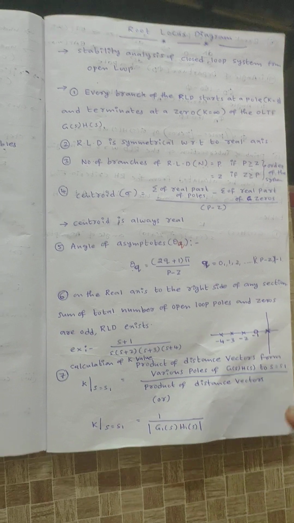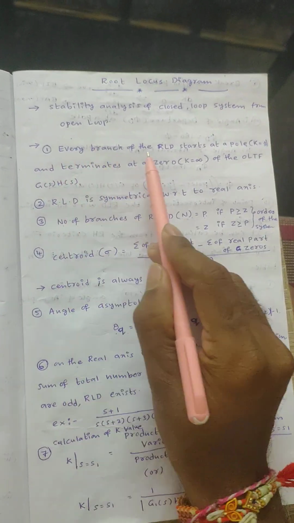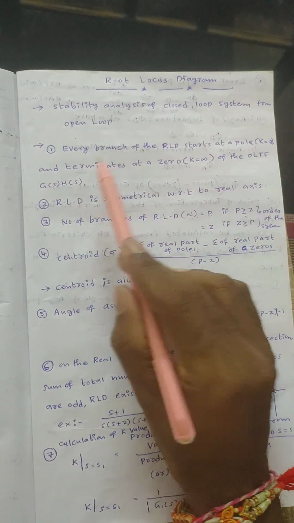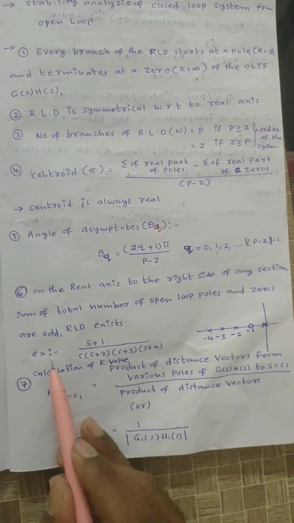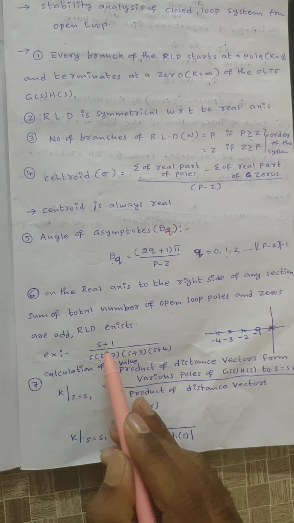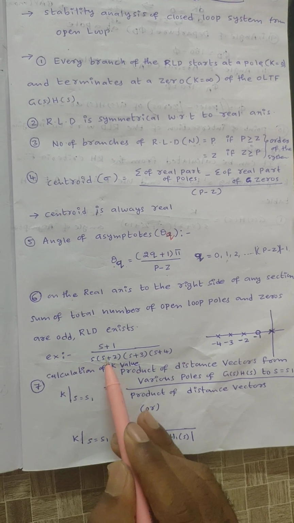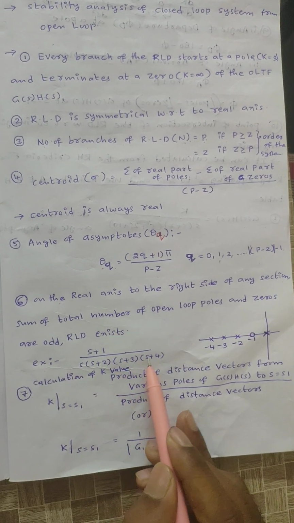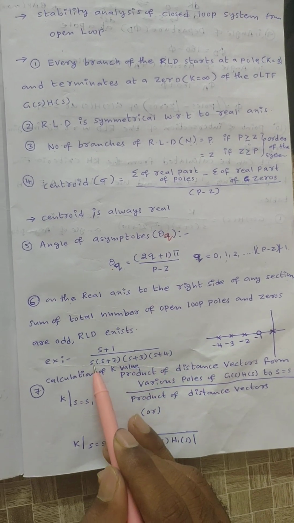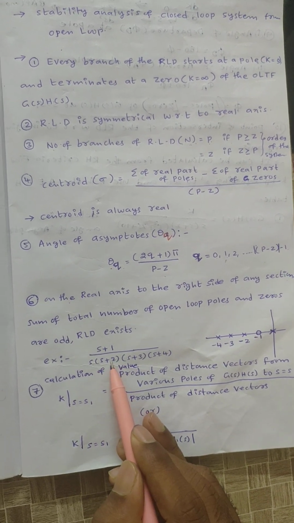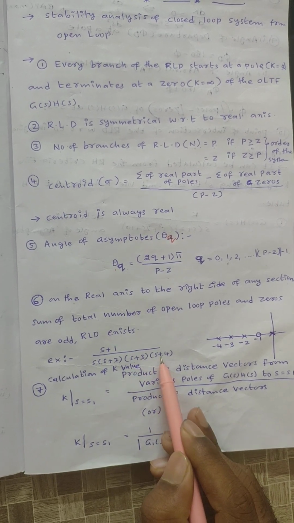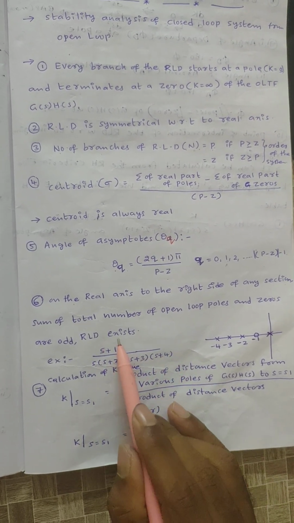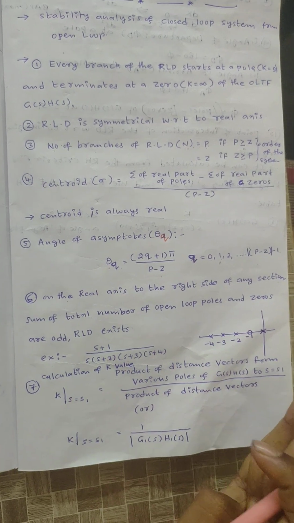Now here I am explaining the first point. Every branch of the RLD starts at a pole and terminates at a zero, K equals infinity, of the open loop G(s). Let us consider an example. In this example, what is given? (s plus 1) by s times (s plus 2) times (s plus 3) times (s plus 4). Here s equals 0 is one pole, s equals minus 2 is one pole, s equals minus 3 is another pole, s equals minus 4 is another pole. That means the total number of poles is 4, and s equals minus 1 is a zero.